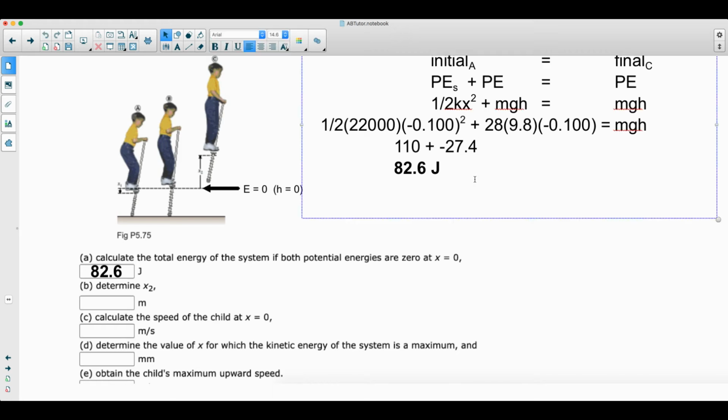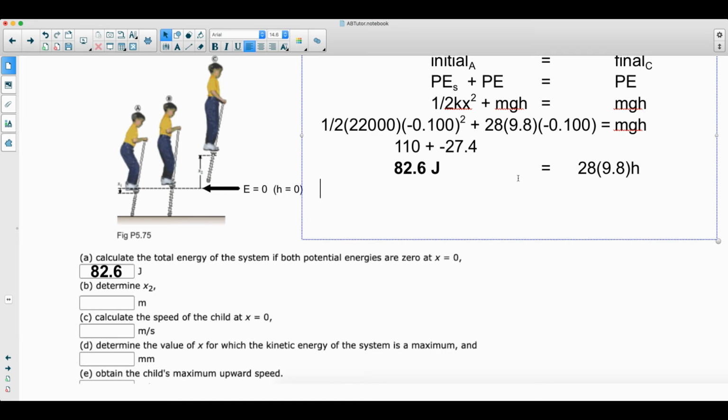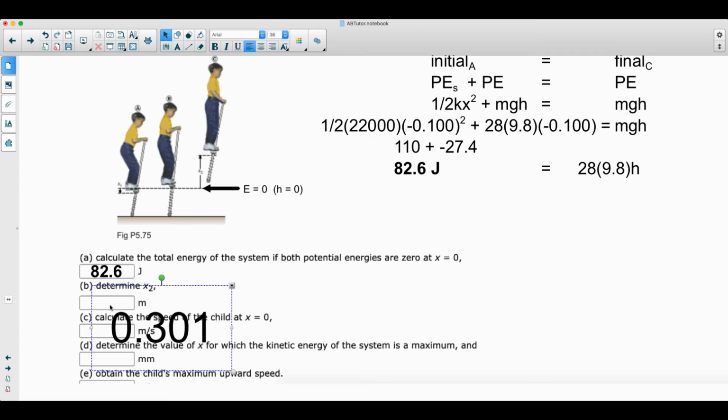So that actually is not difficult to do. We can continue our problem up here. That one just would be the same. 28 times 9.8 times height. Height here is x2. And so if you solve for the height, let's see, 82.6. Make sure I didn't mess that up. 110 minus 27.4. Yeah. Divided by 28, divided by 9.8. We're talking about 0.301 maybe meters. Yes, meters.